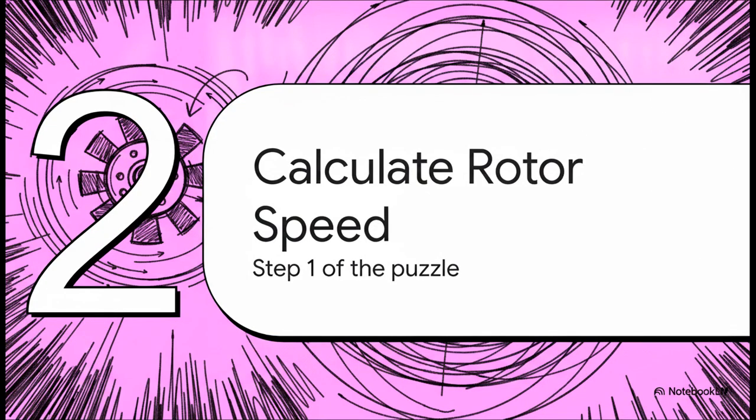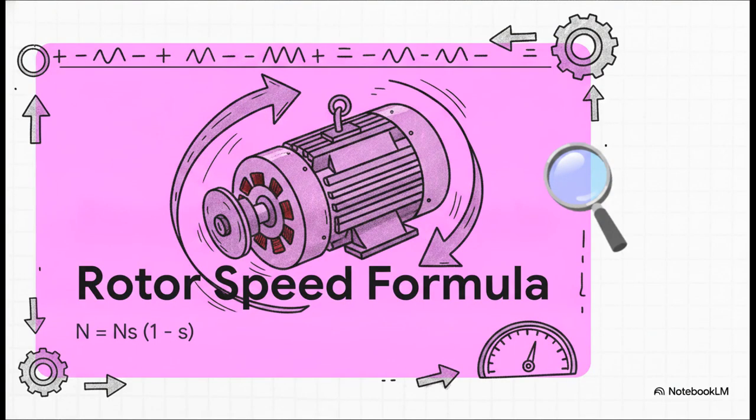Moving right along to step 2, calculating the rotor speed. To figure out the actual rotor speed, we'll just call that n, we're going to need a specific formula. And here it is. n equals ns times the quantity of 1 minus s. It's actually a pretty elegant little equation, right? Our big unknown, n, depends entirely on just two things we already know, the synchronous speed and the slip.